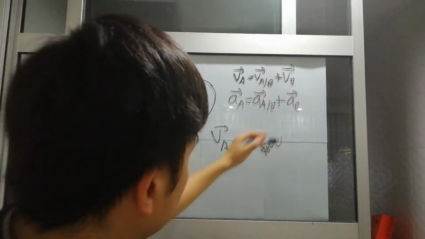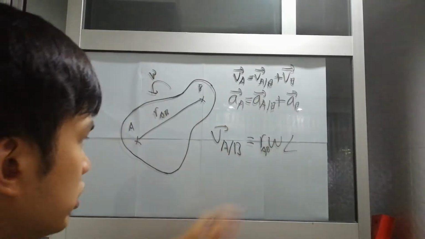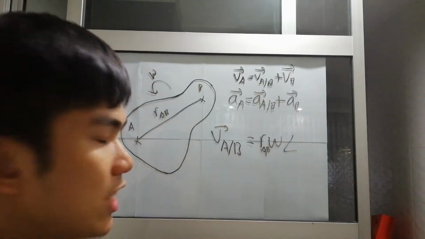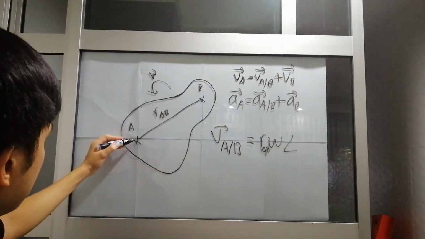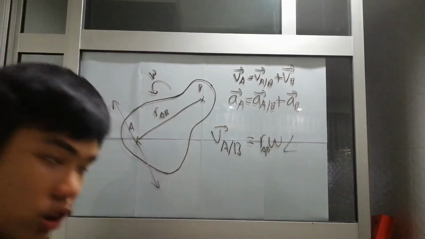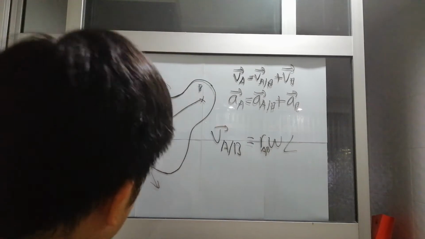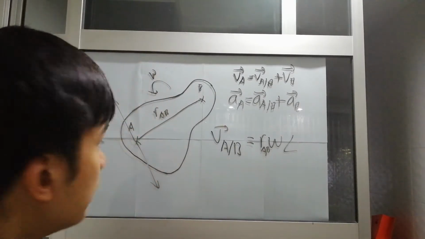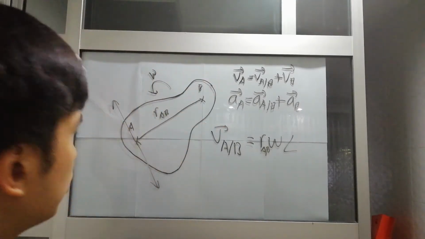So then the question is, what is the direction of this VA/B? It is either in this direction or this direction, depending on the rotation of the body itself. If the body rotates this way, this is the VA/B. If the body rotates this way, this is the direction of VA/B.